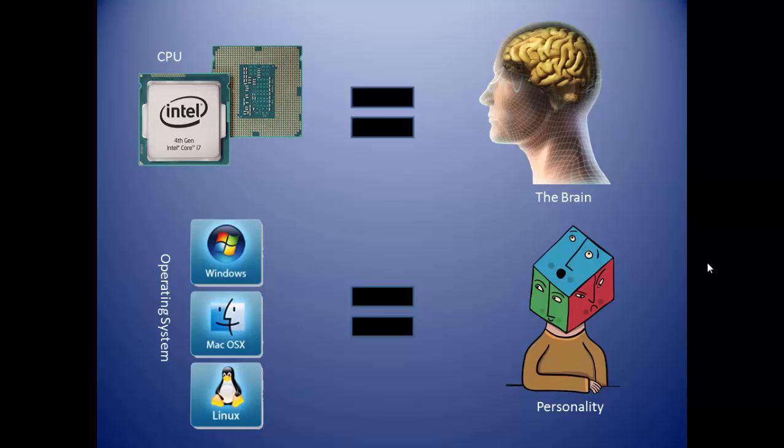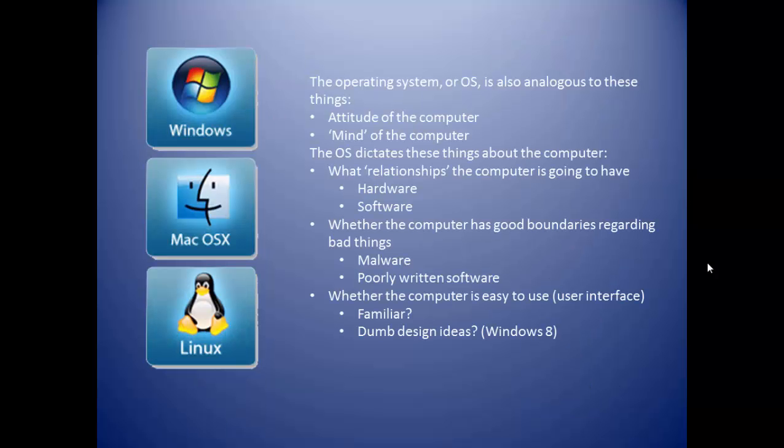Now, the CPU is a hardware item in your computer, in every computer, and it's comparable to the hardware inside your head, your brain. Whereas the operating system, which is software in every computer, it's even on your phone, is more comparable to the personality of your computer. It's also analogous to the attitude or mind of the computer, and it dictates many things, such as what relationships the computer is going to have, in this case to various hardware and software that you might buy. And it also dictates whether the computer has good boundaries regarding malware and poorly written software.